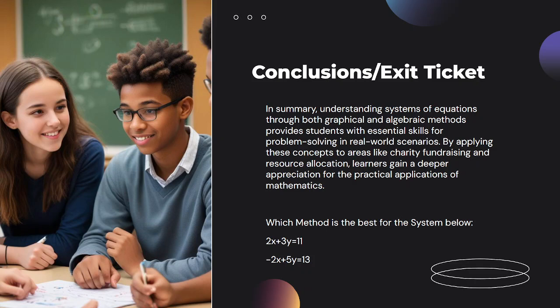Conclusion and your exit ticket. In summary, understanding system of equations through both graphical and algebraic methods provides students with essential skills that we need for solving real world problems. Your exit ticket: which method is best for solving the system of equations below? So I'm going to start with Nana. What's the answer? If you answer it, then you leave the class.